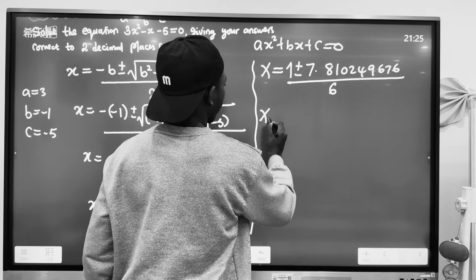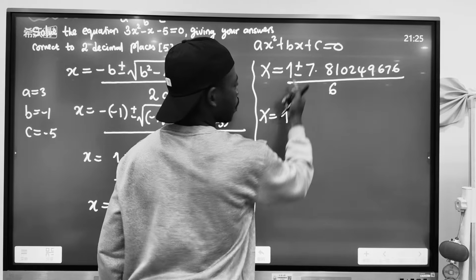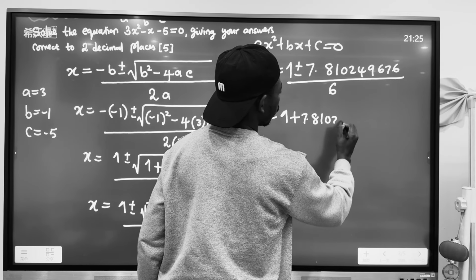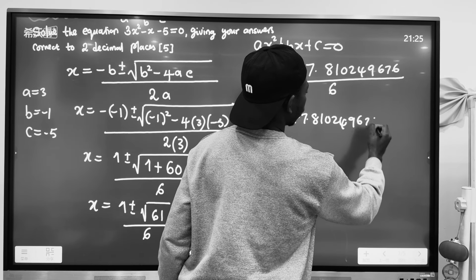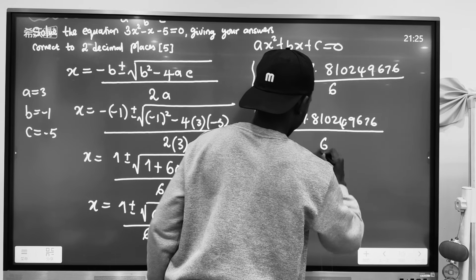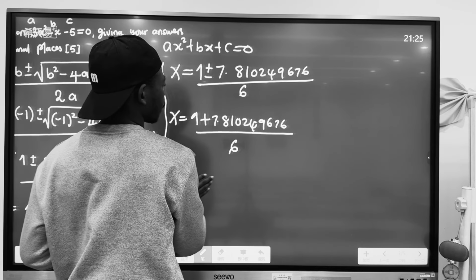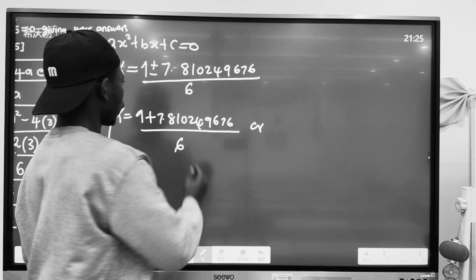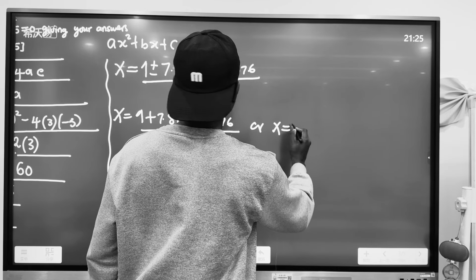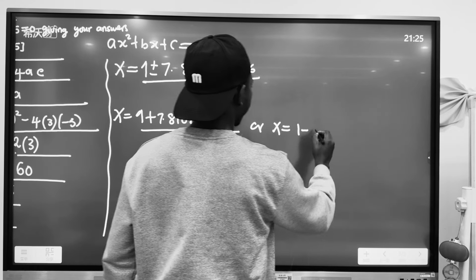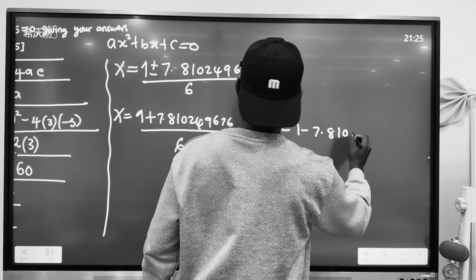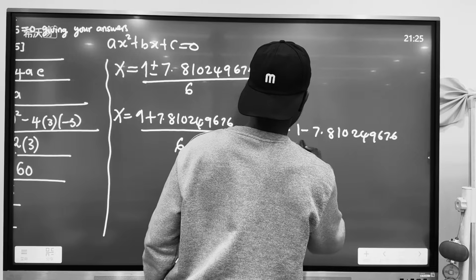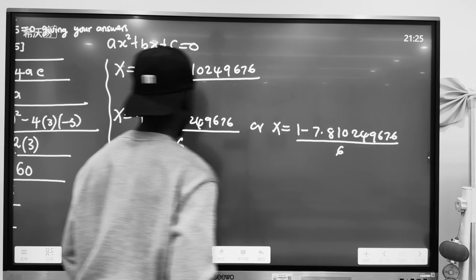So case 1, x is equal to 1. Let's get the plus. So 1 plus 7.10249676, everything divided by 6. Or the other case is the minus part, or x is equal to 1 minus 7.10249676, everything divided by 6.